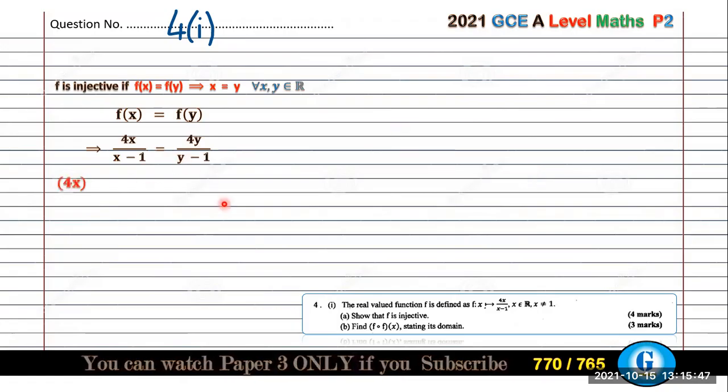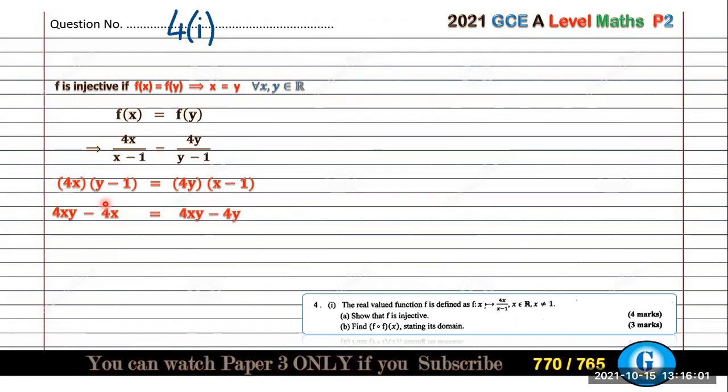You cross multiply, you have 4x into y minus 1 should be equal to 4y into x minus 1. We expand, we have 4xy minus 4x to be equal to 4xy minus 4y. So 4xy we can cancel out on both sides, and when we subtract them, we are left with minus 4x equals minus 4y, and x equals y. So therefore, f is injective.